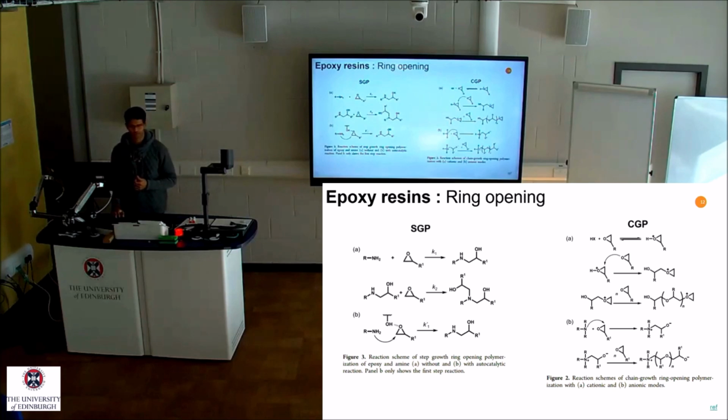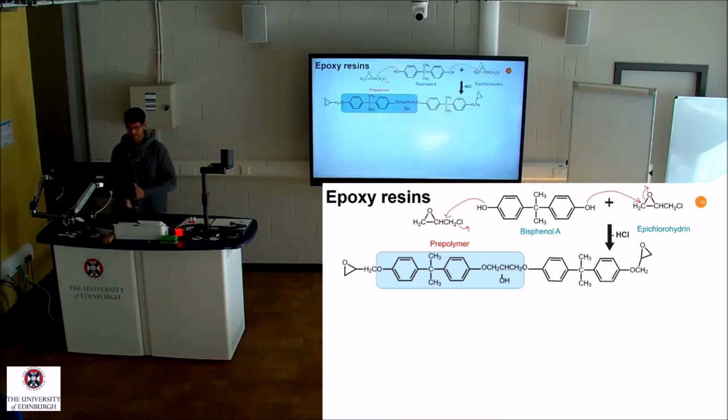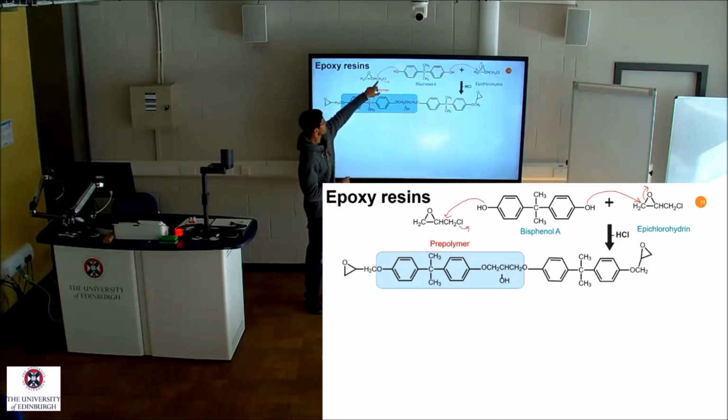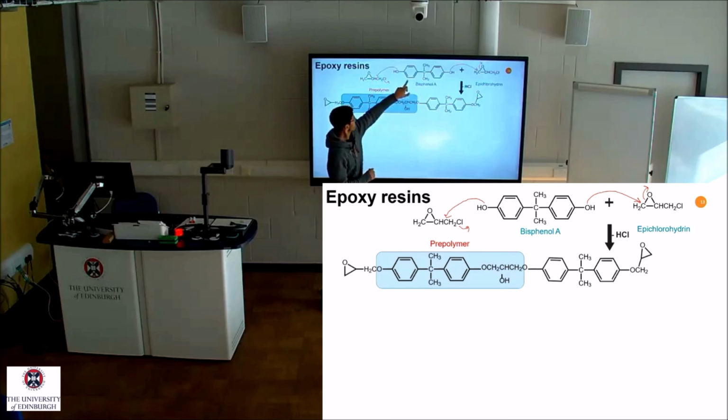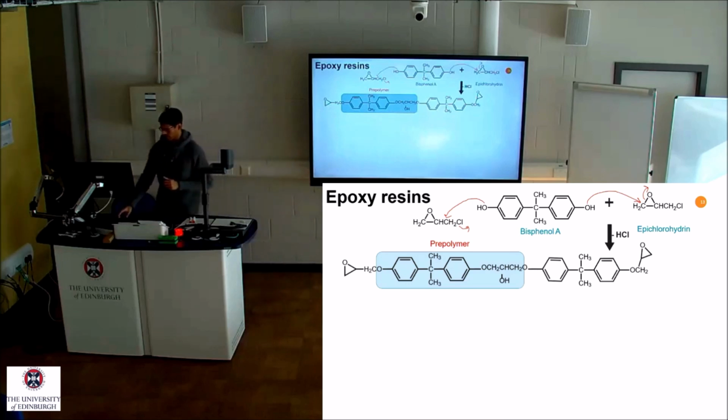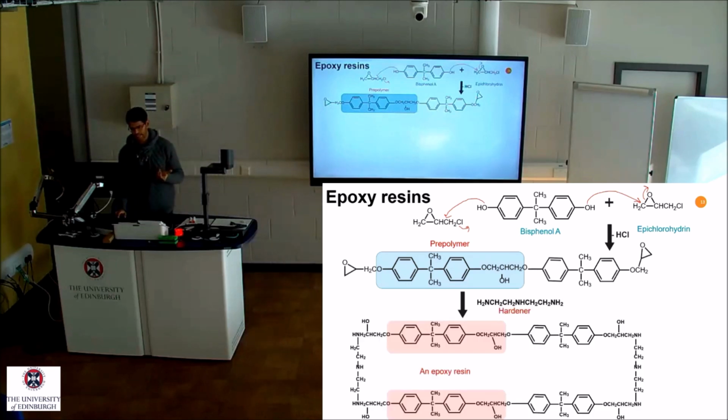Okay, can I go to the next slide? This is one of the industrial examples which has already been covered by Sam in the PowerPoint. You are taking epichlorohydrin and using bisphenol A, and I'm trying to show you how they react with each other. Bisphenol A can react in two different ways, at this carbon or at this carbon, and you are making this pre-polymer structure.